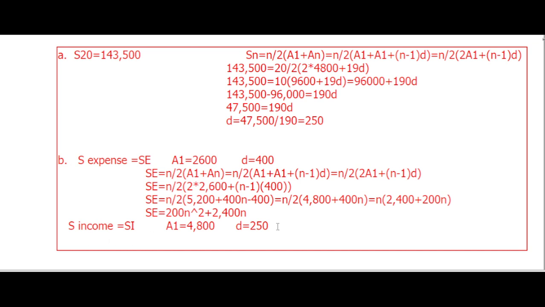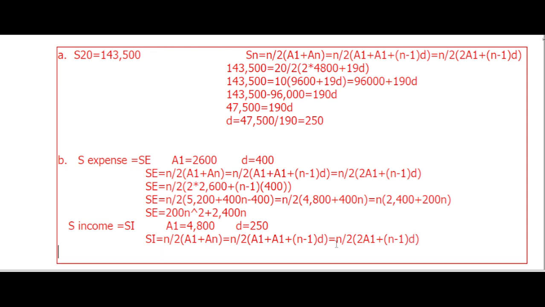SI, which is equal to n over 2. What we need to find will be n over 2 times A1 plus AN, which is equal to n over 2 times A1 plus AN, A1 plus n minus 1 times D. So n over 2 times twice of A1 plus n minus 1 times D.